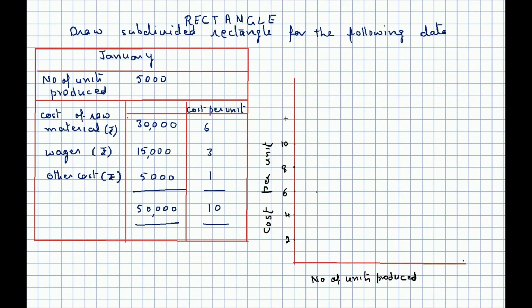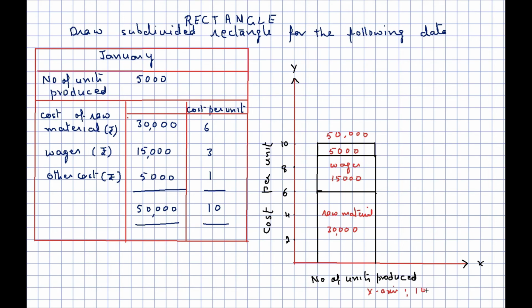Now draw the subdivided rectangle. For that, draw x-axis and y-axis. On the x-axis, write number of units produced. On the y-axis, write cost per unit, and draw the subdivided rectangle. Then write on raw material 30,000, on wages 15,000, on other things 5,000, and total cost of production right on the top, that is 50,000. And write the scale as well as the title.